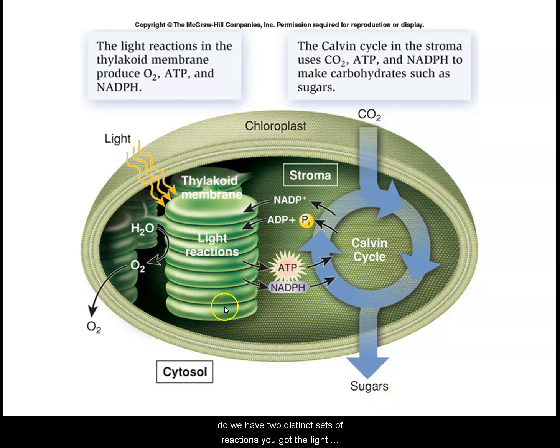So we have two distinct sets of reactions. We've got the light reactions, which is really breaking the water molecule open, producing oxygen, ATP, and NADPH. And then that energy is utilized to take something like CO2 and build a much larger molecule, such as glucose, C6H12O6, with the energy obtained from ATP and NADPH to make things like sugars.